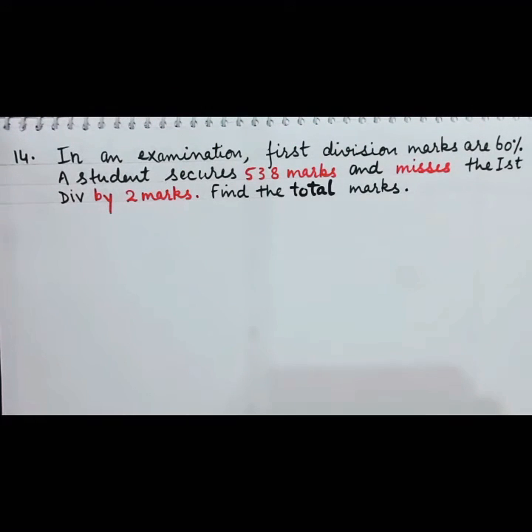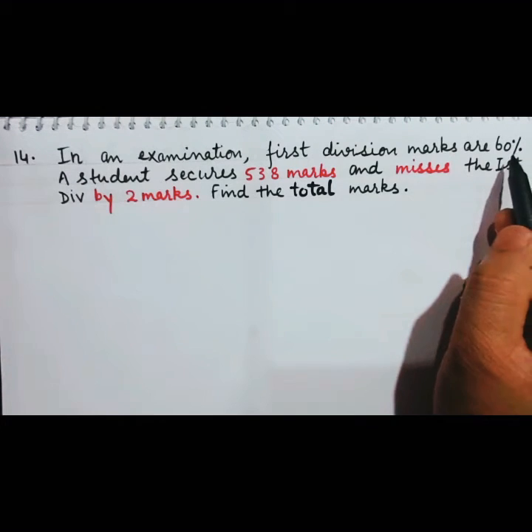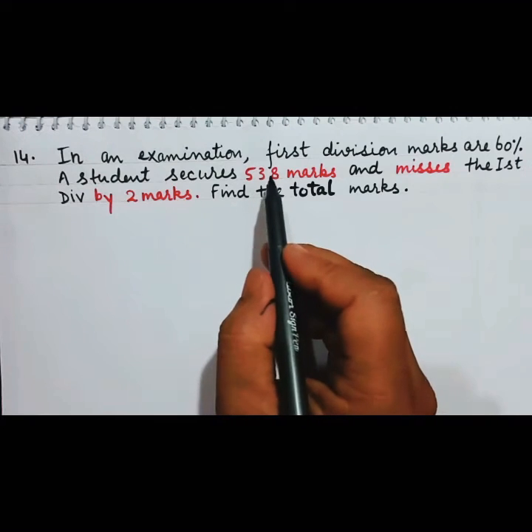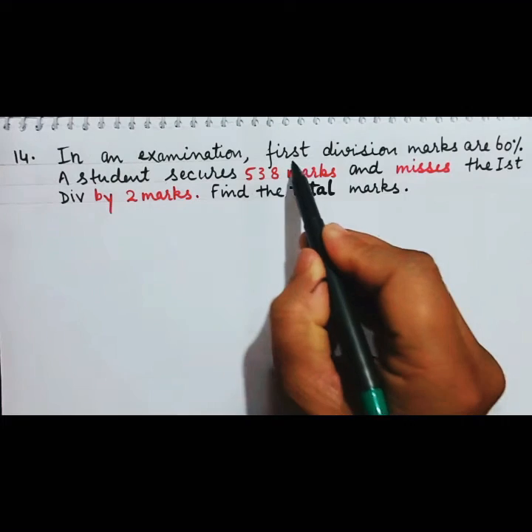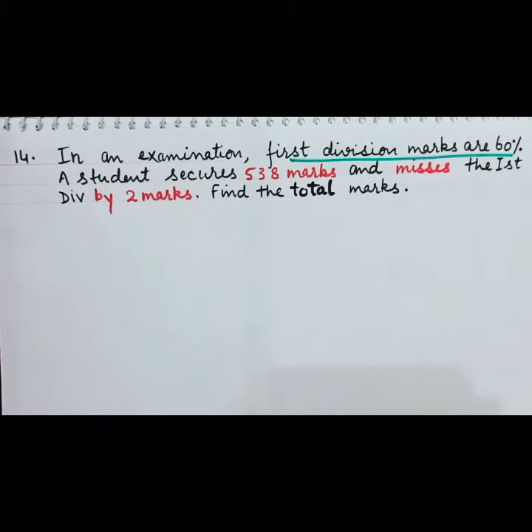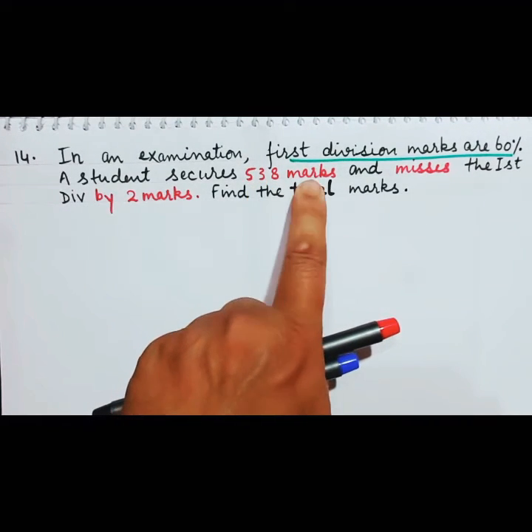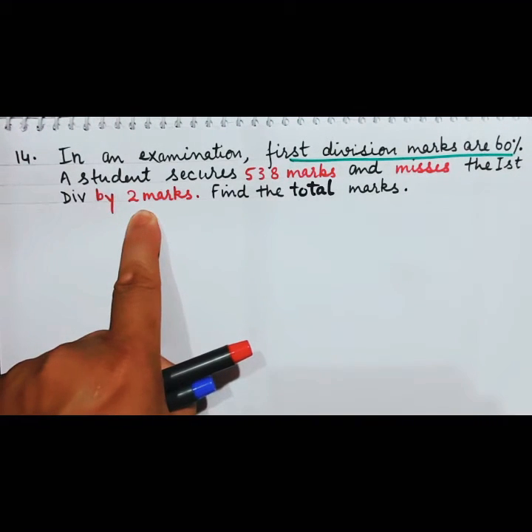In an examination, the first division marks are 60%. First division means if you get 60%, they would consider you to get first division mark. So in an examination, the first division mark, let us underline this, was 60%. A student secures 538 marks and misses the first division by 2 marks.